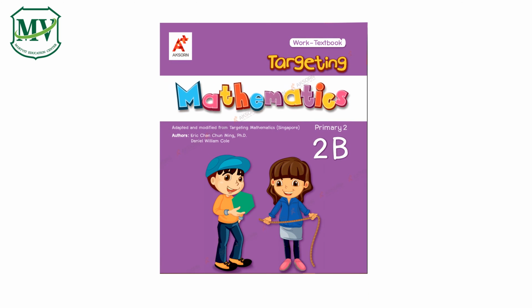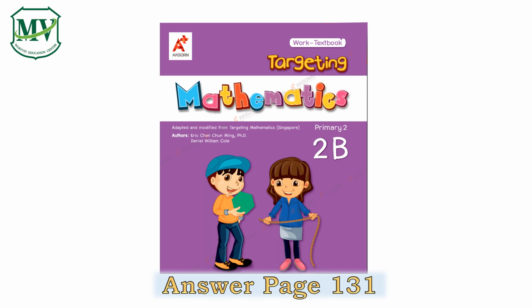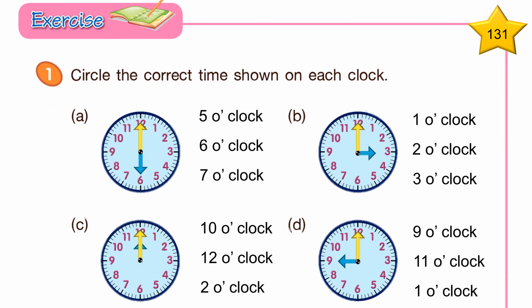Now get your mathematics book and open on page 131. Exercise number 1. Circle the correct time shown on each clock. Together, let's answer letter A. Look at the hour hand. It is pointing on what number?